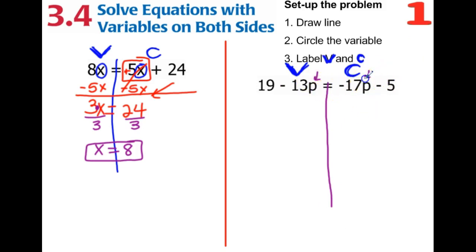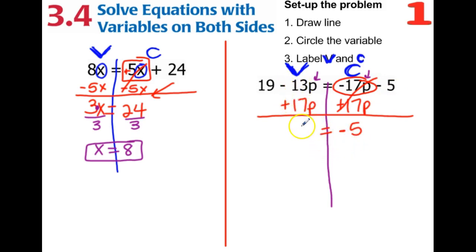So first I need to move this letter, this negative 17p. The opposite of a negative 17 would be a positive 17, but we're moving the p as well. So those are gone. We have a negative 5 on the right. Don't forget the negative and the minus there. Different signs, subtract. 17 minus 13 should give us 4p. And that's a positive 4p, and then we have the 19.